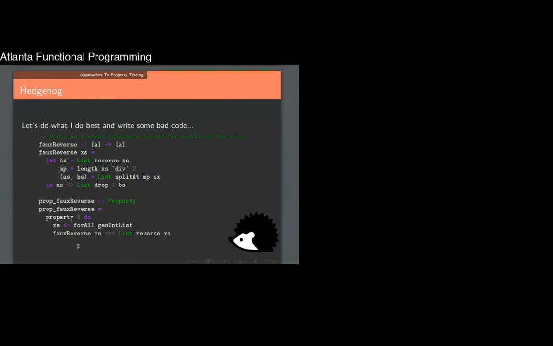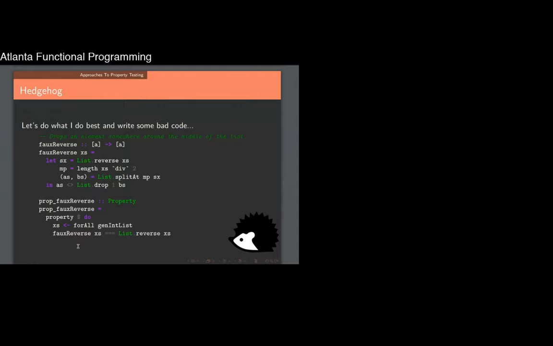So let's do what I do best and write some really bad code. I'm going to write my own reverse function. This is called faux reverse, and it takes a list of A's, and we're going to reverse that list, except it's going to drop a random element somewhere in the middle. First we have xs, which reverses the list. We divide the list by 2, and then we split the reversed list, and then we combine the left-hand side of what we split with dropping one element somewhere in the middle, which obviously is not going to give us what we want.